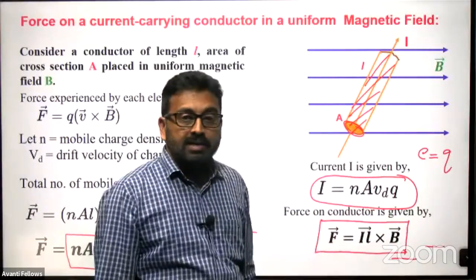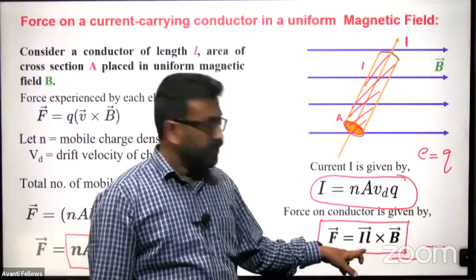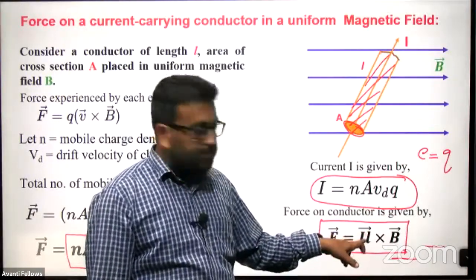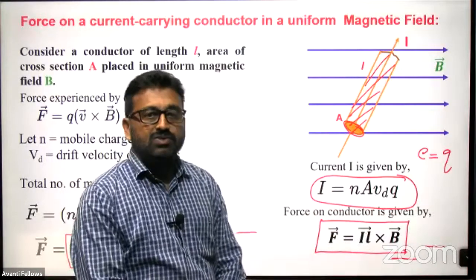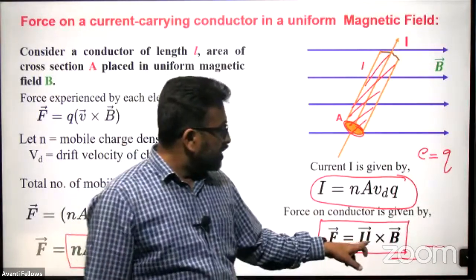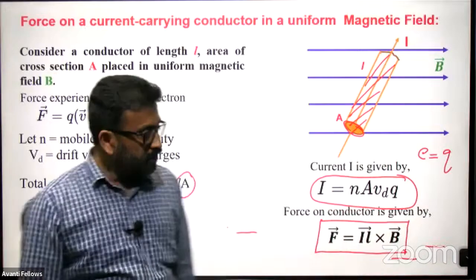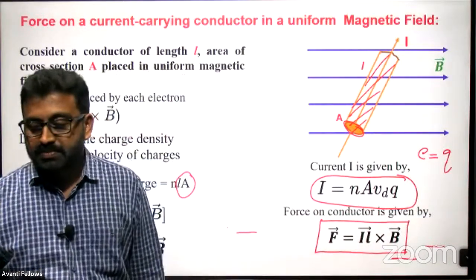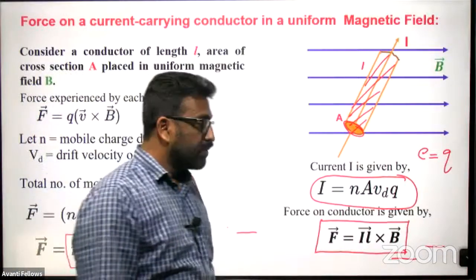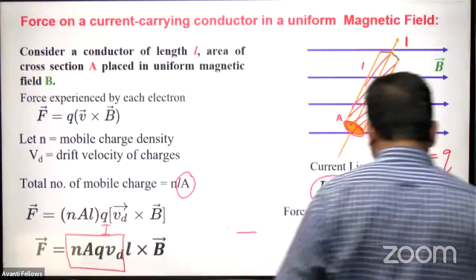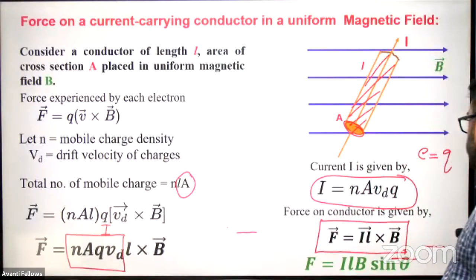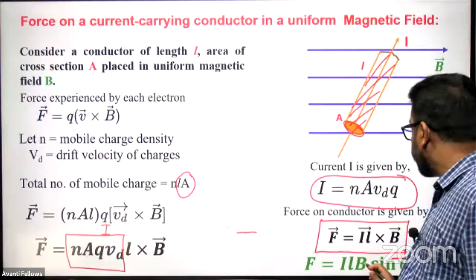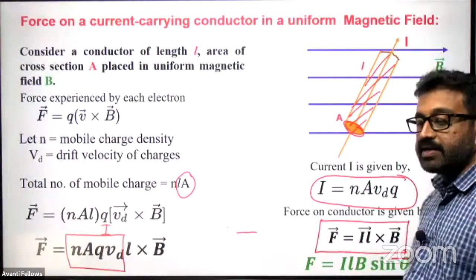Out of this I L, current is a scalar quantity. This L is a vector quantity. So I L altogether is a vector because L is a vector quantity. Current is always a scalar quantity. Then I L cross B. Hope you understand. Then A cross B equals AB sine theta. Then we can write I L B sine theta here.